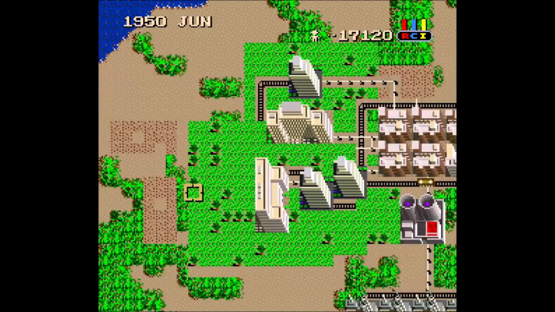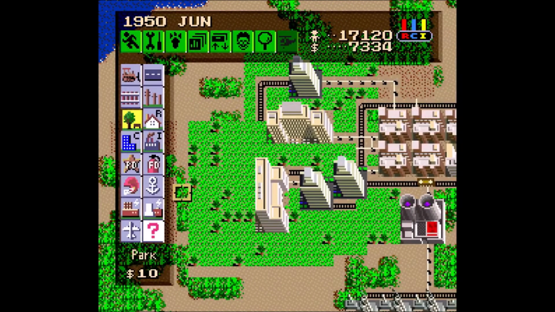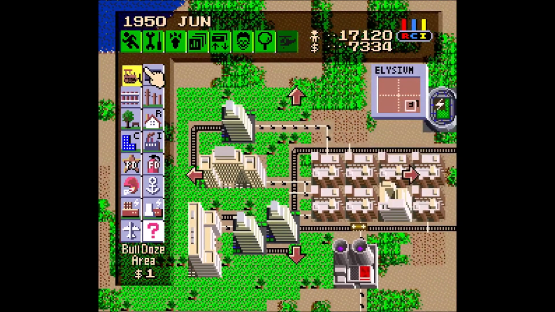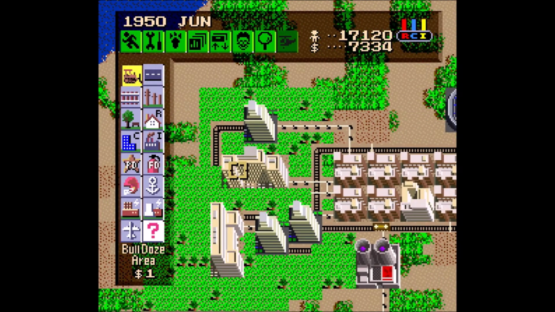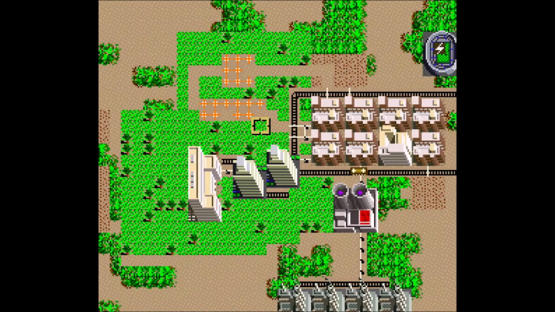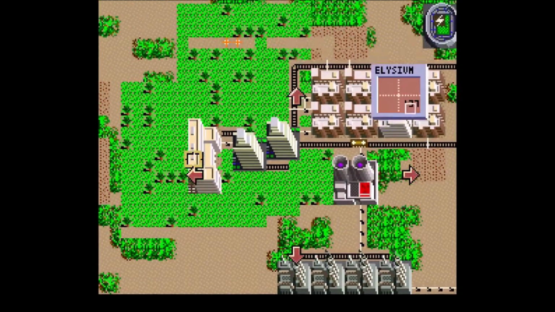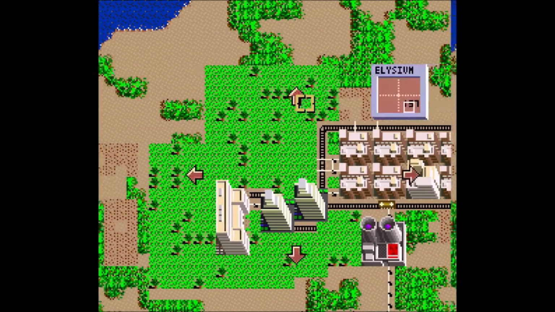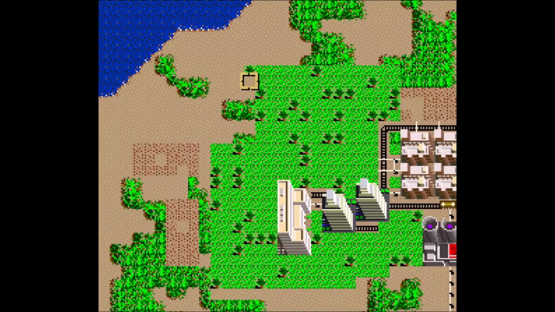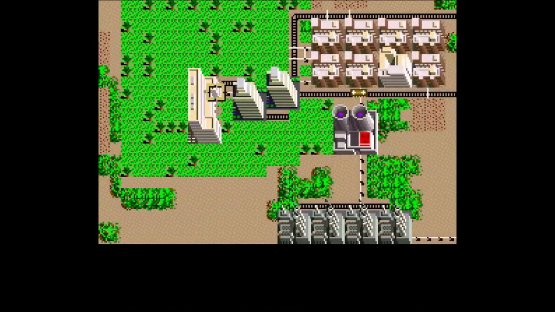Okay. With that being said, you can kind of get away with a couple things. So let me show you something interesting. Normally a residential zone does not want pollution around it. We've seen this in the example earlier, where I surrounded the residential zone with industrials and it immediately went to a low.